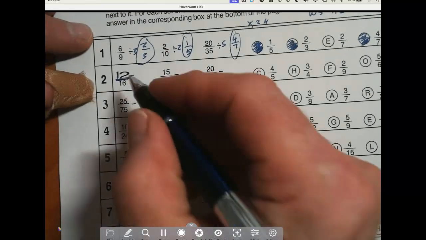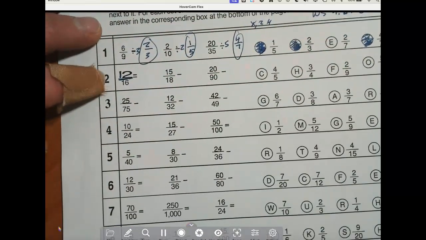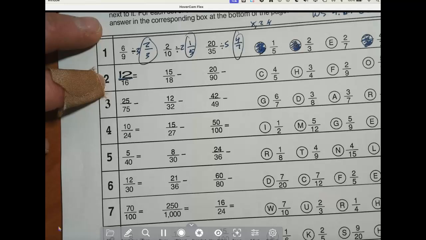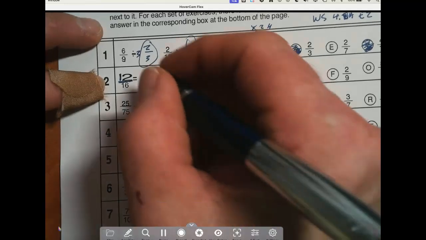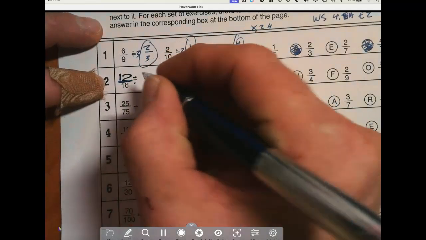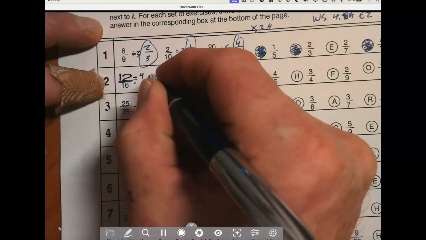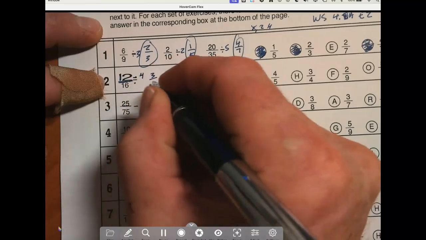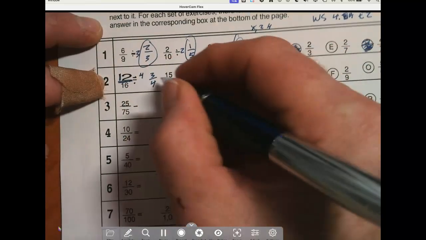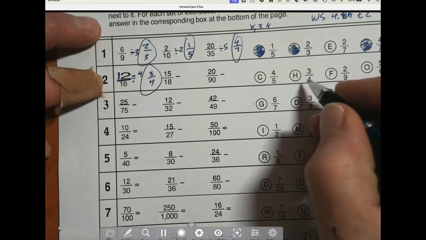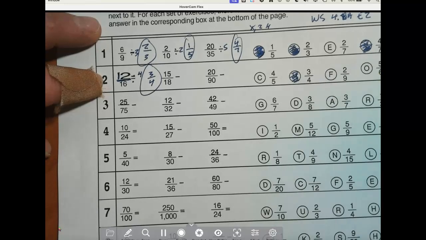All right, let me just do this next one. 12/16. I'm sorry about the jumbo 12. I don't know why that did that. But 12/16. Well, I can divide these both by 4. 12 divided by 4 is 3. 16 divided by 4 is 4. Here I've got neighbor numbers. I'm done. Calling my 3/4 over here.